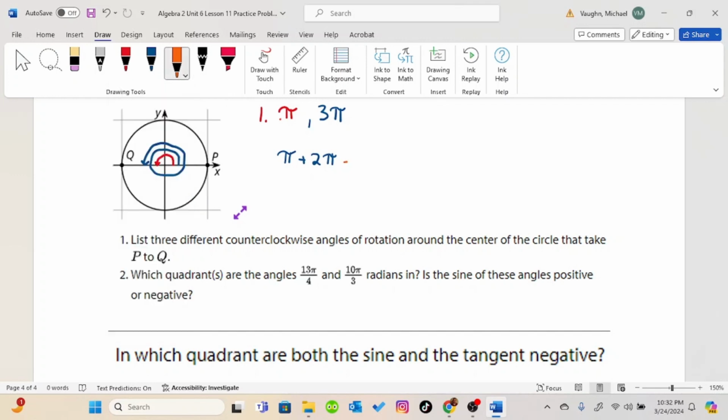And next, I could just add 1 more rotation, and that would put me at 5 pi. That would be 1 full rotation, 2 full rotations, and then the final half rotation to put me at Q.